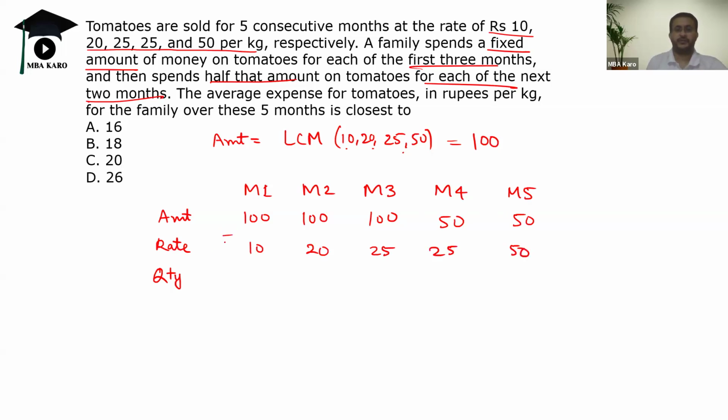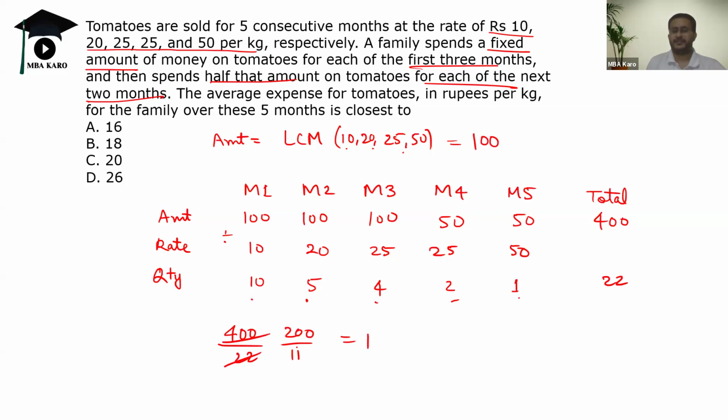So what will be the quantity? You divide by this: 10, 5, 4. This is 2, and this is 1. So total they spent 400 rupees. 300 plus 50, 50, 400. And what is the total quantity? 15 plus 4 is 19, plus 2, 22. So 400 divided by 22, that will be the average price. So we can say this is 200 by 11.